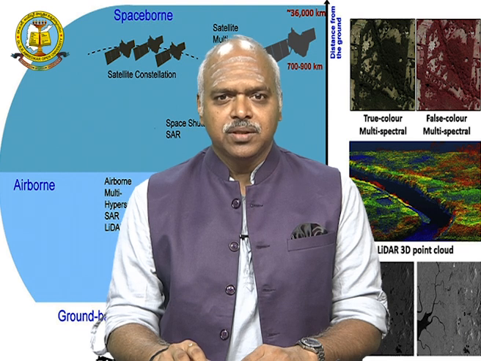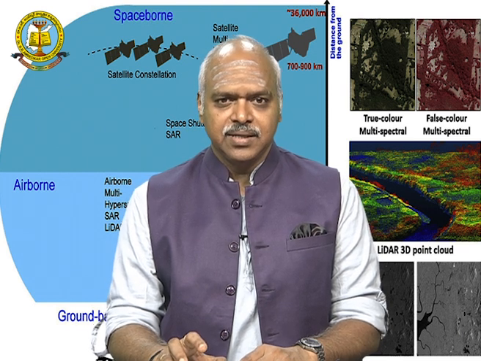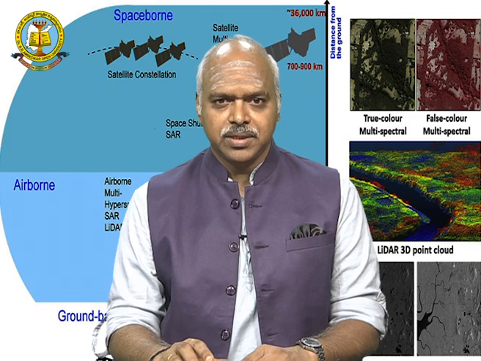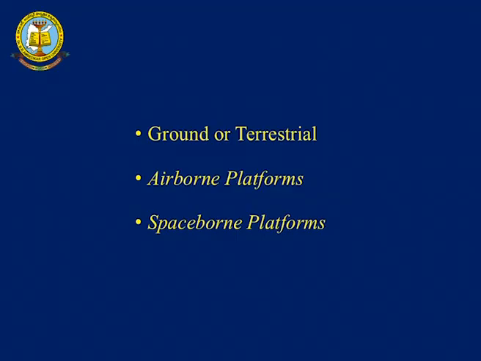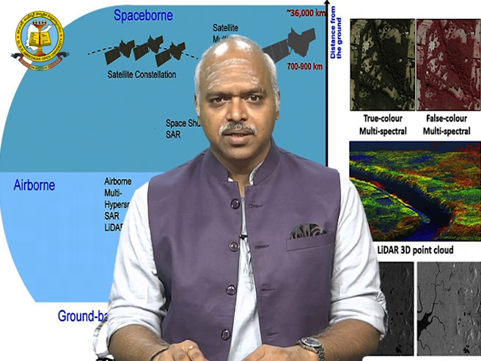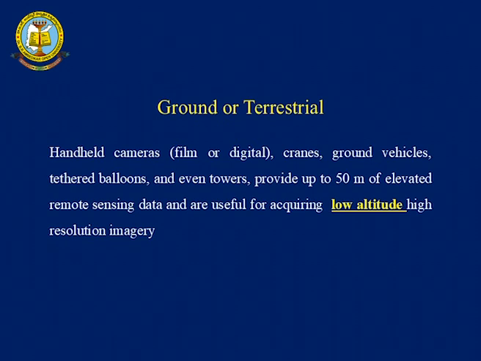Depending upon the altitude, we categorize remote sensing platforms into three types: ground or terrestrial, airborne platforms, and spaceborne platforms. First, we talk about the ground or terrestrial platforms. These are platforms which typically carry handheld cameras. They may be film or digital cameras, and the platforms are cranes or some kind of ground vehicles, and in some cases we even use towers and balloons.